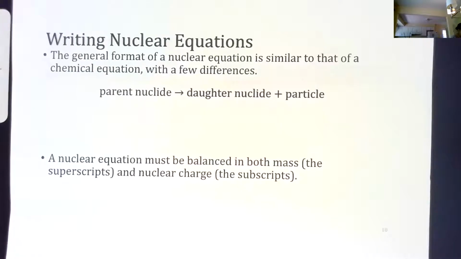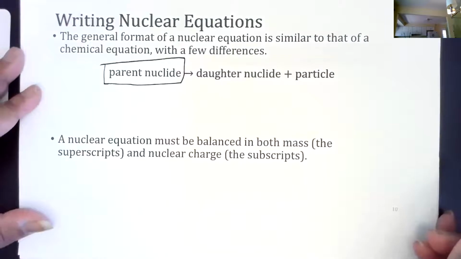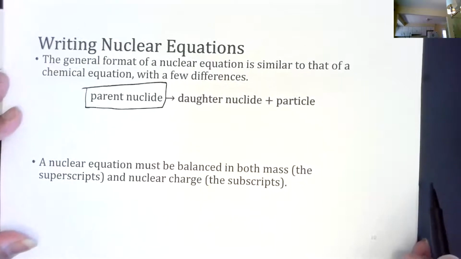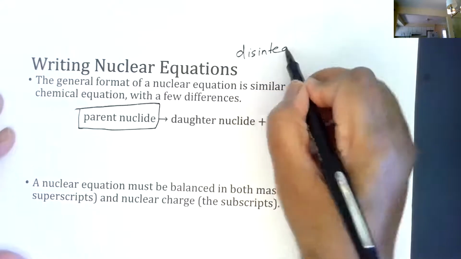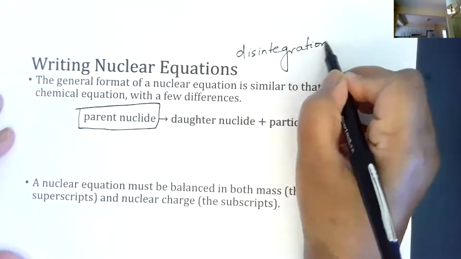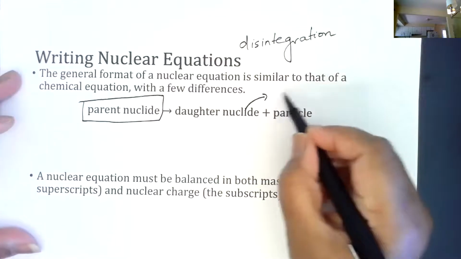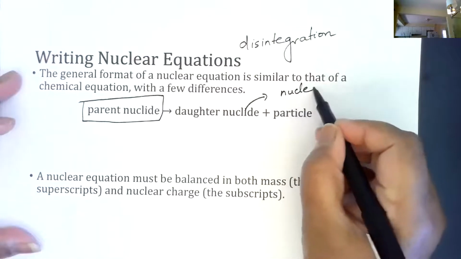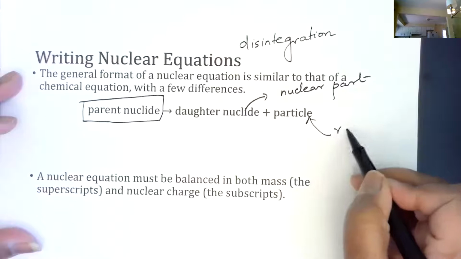Side note there. So how do you balance these equations? So here, remember, you have an unstable isotope. It will disintegrate. So we use such terms here, disintegration. This is the same as decomposition, okay? So it'll give a daughter nuclide. Remember, these refer to the nuclear part. And then a radioactive particle.